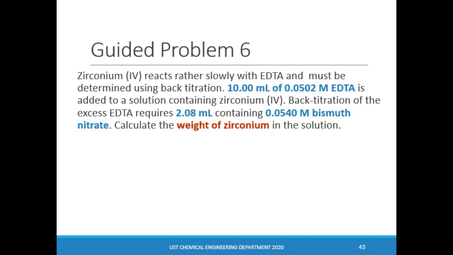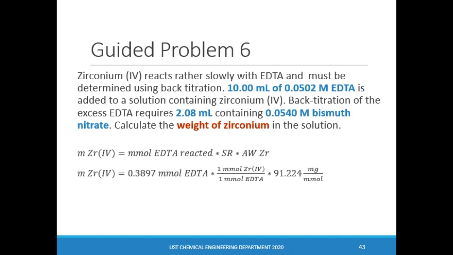To get the mass of zirconium, simply use this stoichiometric equation. The millimoles of EDTA that reacted with zirconium is multiplied by the stoichiometric ratio, which is again 1:1 for EDTA metal complex. Then, convert to mass using the atomic weight of zirconium. We get 35.55 milligrams of zirconium in the sample.